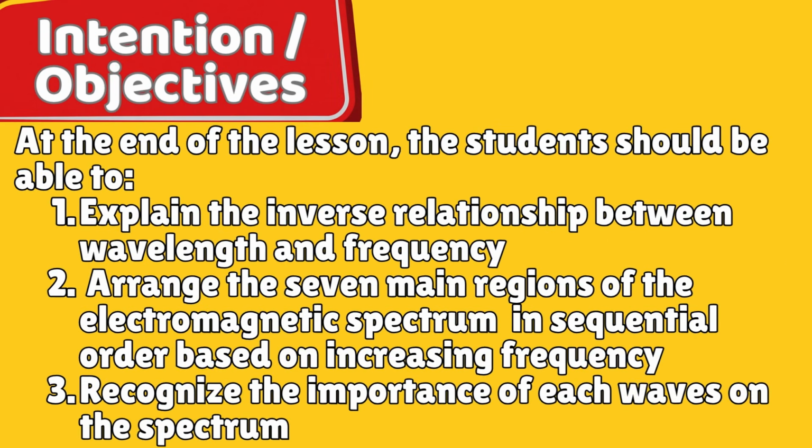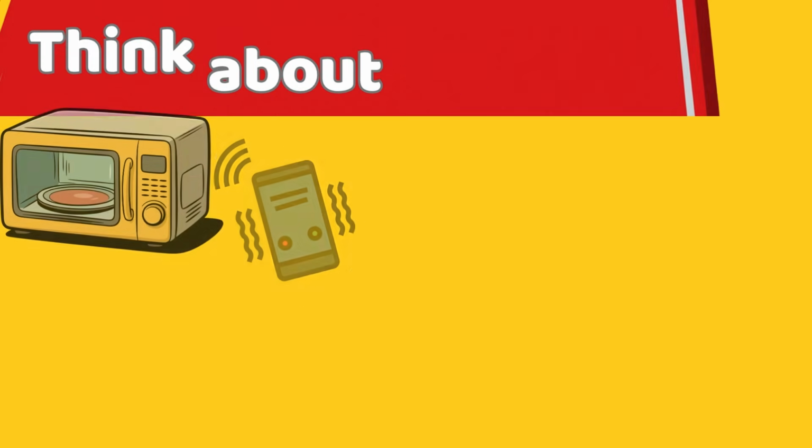And for our objectives, at the end of the lesson, the students should be able to, first, explain the inverse relationship between wavelength and frequency. Second, arrange the 7 main regions of the electromagnetic spectrum in sequential order based on increasing frequency. And lastly, recognize the importance of each wave on the spectrum.